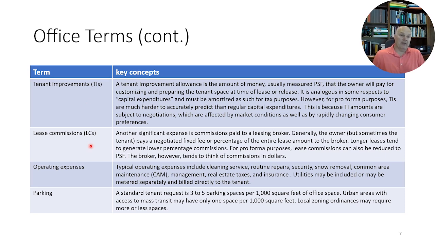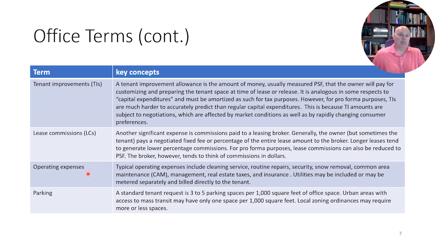You also have to pay LCs or leasing commissions. So this is another significant expense and is paid to the leasing broker. Generally the owner, but sometimes the tenant, pays a negotiated fixed fee or percentage of the entire lease amount to the broker. Longer leases tend to generate lower percentage commissions. For pro forma purposes, leasing commissions can also be reduced to a per square foot basis. The broker, however, tends to think of commissions in dollars.